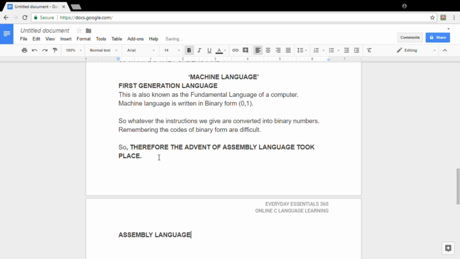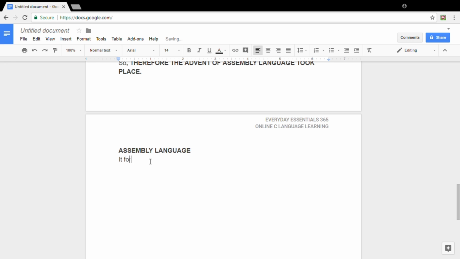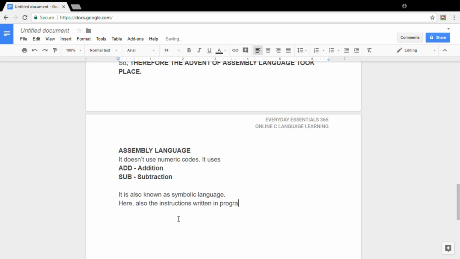So guys, what is an assembly language? It doesn't use numeric codes. It uses mnemonics like the things you see on the screen. And the assembly language is also known as symbolic language. And here the instructions written in program are translated into machine language. Hence this language is also machine dependent.